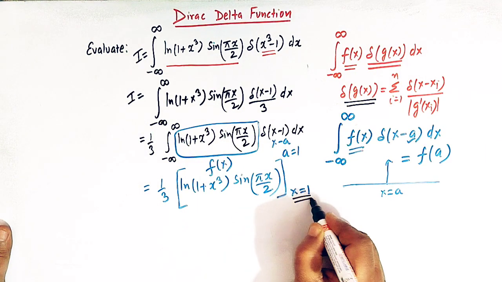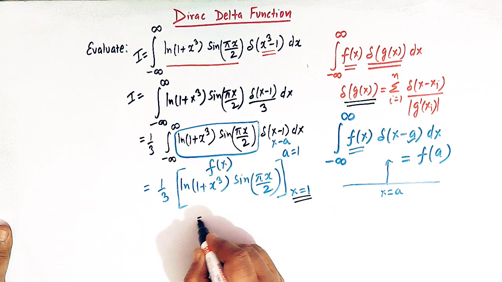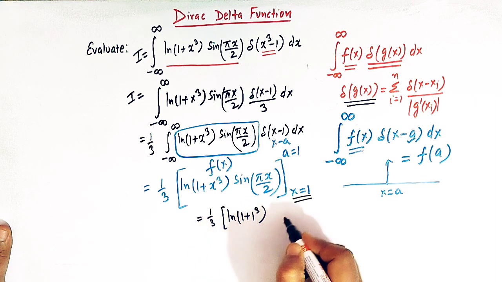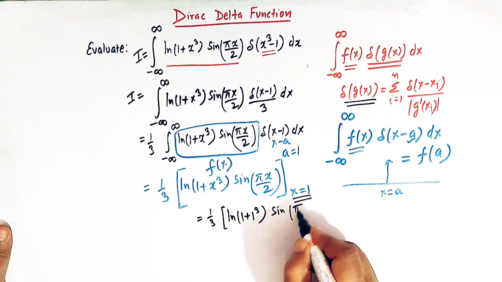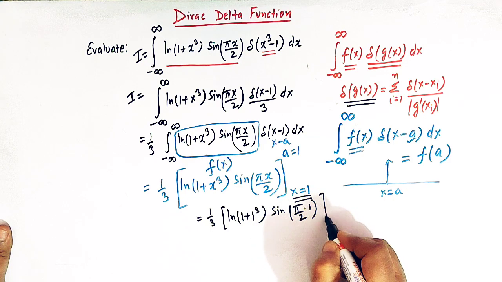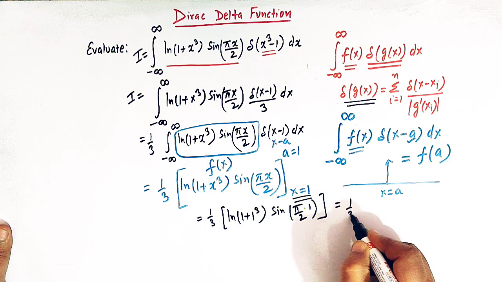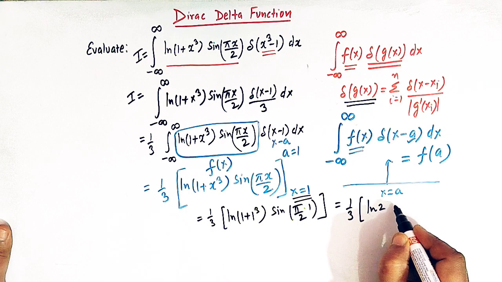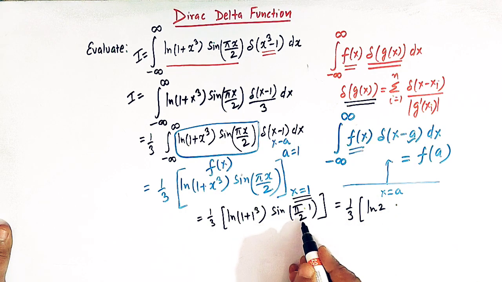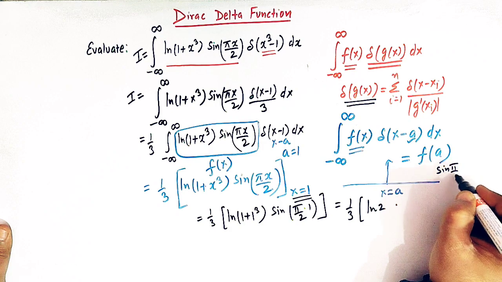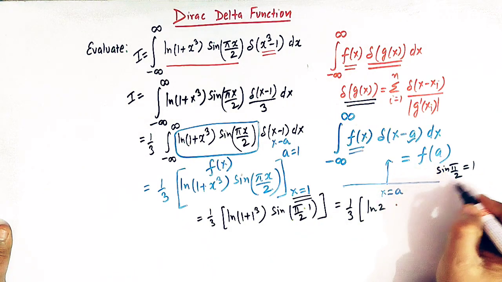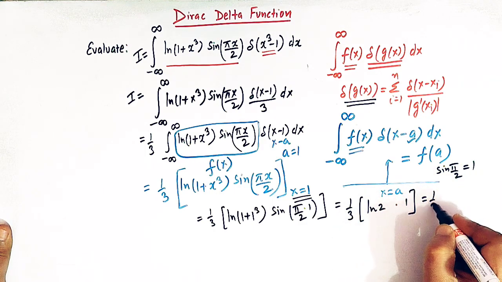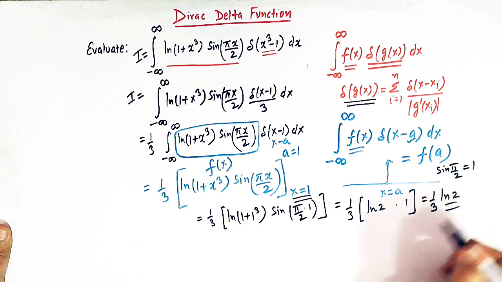So now if we take x is equal to 1 here, then we have 1 over 3 log of 1 plus 1 cube, sine of pi by 2 times 1, right? Okay, so this is 1 over 3. Then we have log of 1 plus 1, that is log of 2. And here we have sine pi by 2, and sine pi by 2 is equal to 1, right? Because sine 90 degrees is equal to 1. So here we have 1. So this is 1 over 3 log of 2, right?